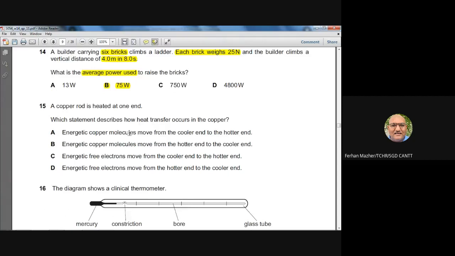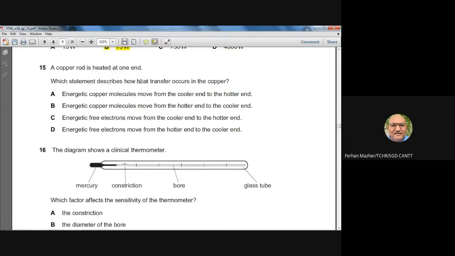A copper rod is heated at one end. Which statement describes how the heat is transferred? The heat transfer occurs in the copper, because the copper is solid. In the copper, both methods of conduction are used. One method is by the vibration of the molecules, and the second one is free electron diffusion. In free electron diffusion, the free electrons at the hot end absorb the energy and go to the cold end. They collide with the molecules there and make them vibrate vigorously.